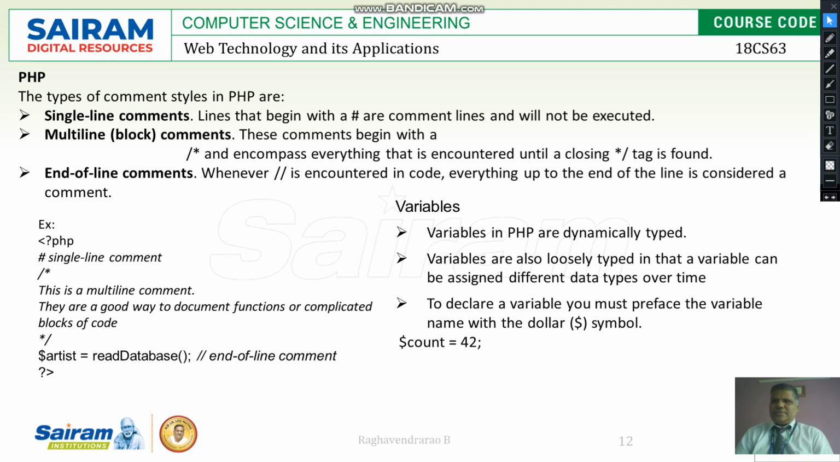As a programming language, PHP has comment statements. There are three types of comments: single line comments, multi-line comments, and end of line comments. You can see here, a single line comment is written using the hash sign. Multi-line comments use slash star, star slash. End of line comments use the double slash. Three different types of comments are there.